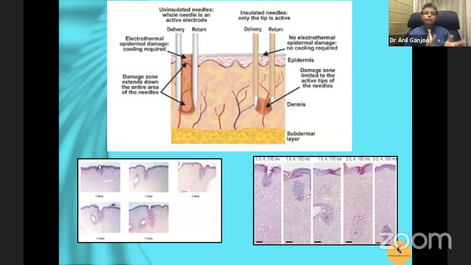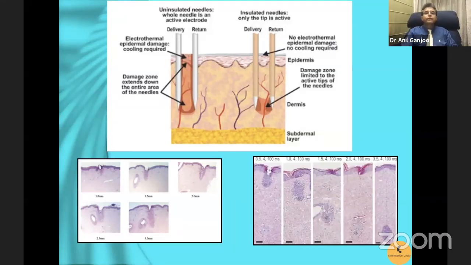Now, compare the insulated versus the non-insulated needle. So this is an insulated needle which will go down into the skin, deliver energy only from the tip. 100% of the energy is delivered from here. Positive goes to negative. But a non-insulated needle penetrates into the skin because it is non-insulated. So the energy travels from positive to negative throughout the length of the needle. And thus, there is coagulation produced not only at the lower end, but also in between and also in the epidermis. So downtime is a little more, but coagulation is better.